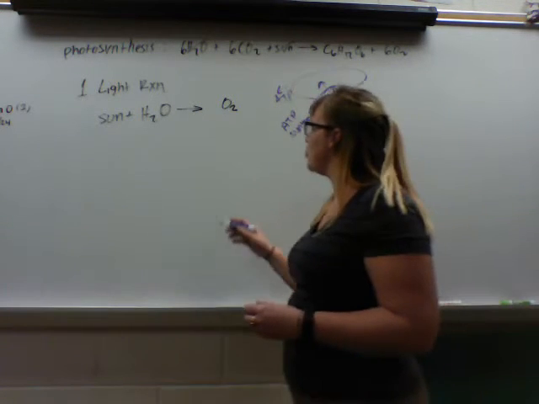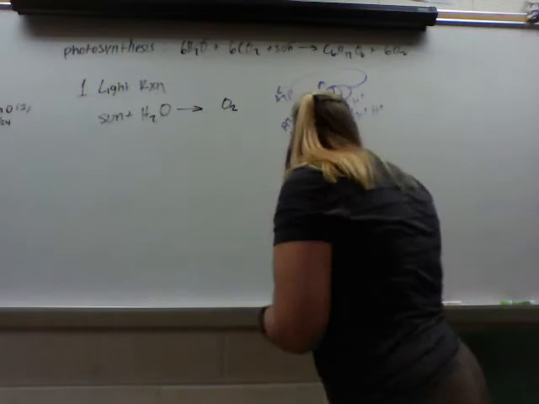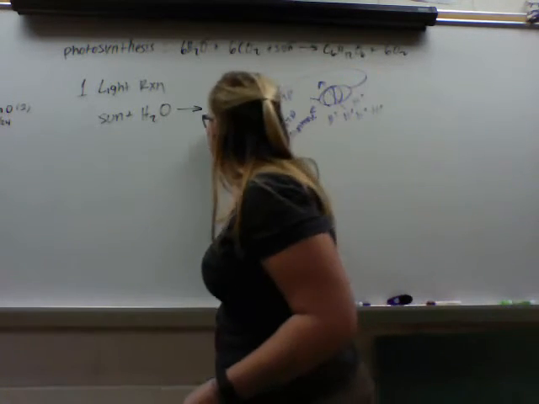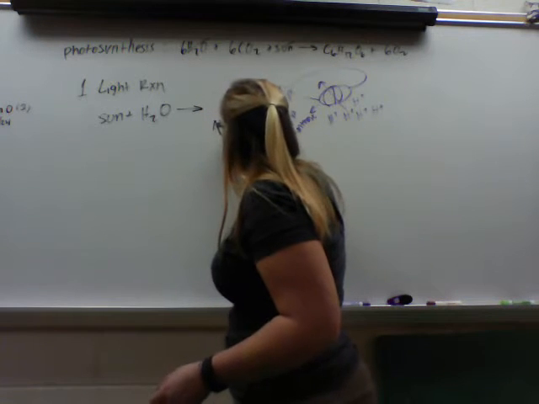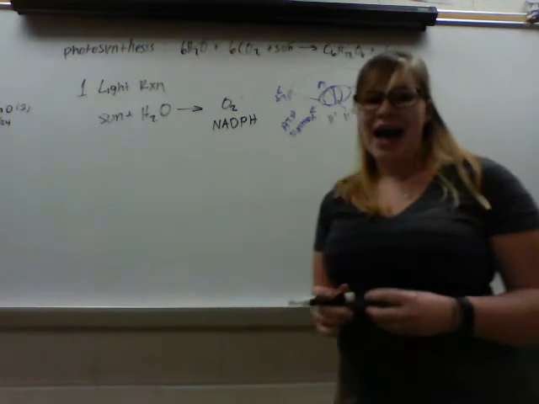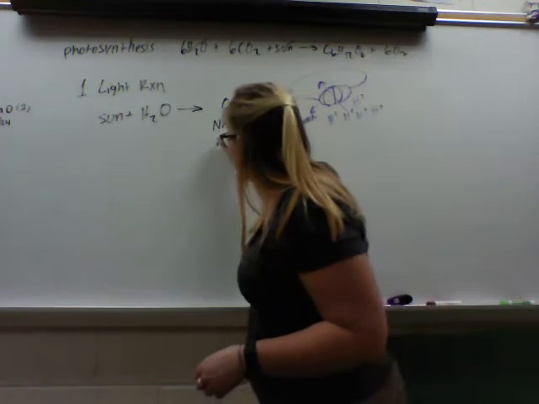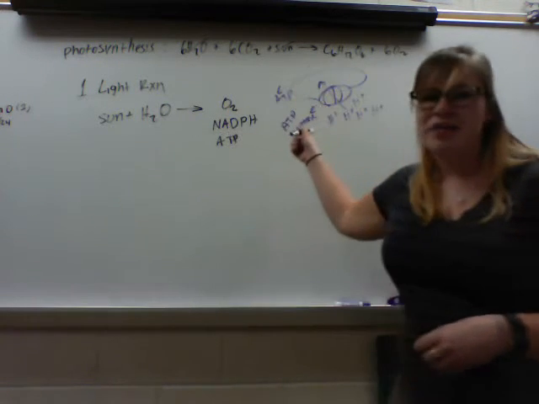So not only have we produced oxygen, we have also produced NADPH because we took our electron away and made that. And then we also produce ATP from the spinning of this generator.